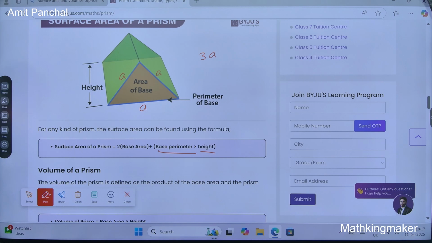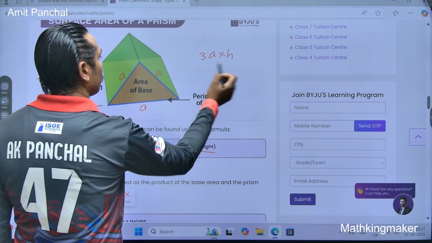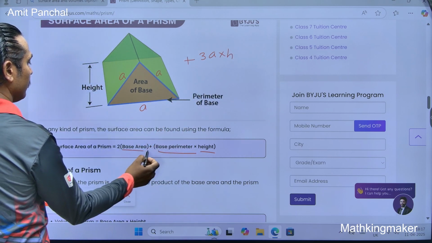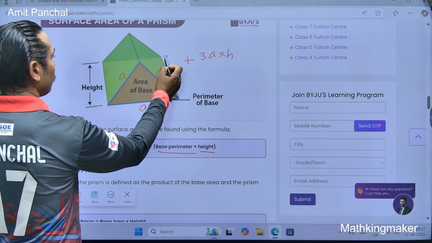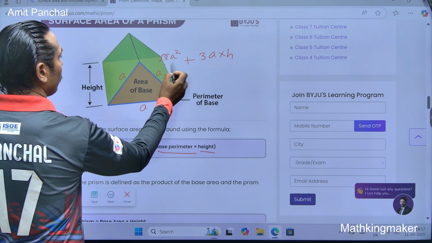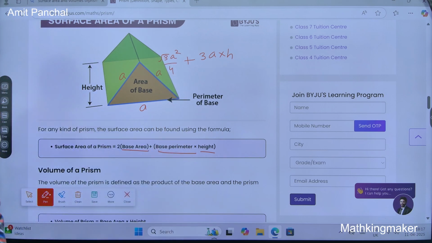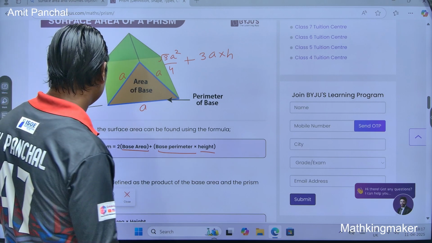So let us say its height is h, and for the base area, it's an equilateral triangle. So what is the area of an equilateral triangle? Root 3a square by 4. So that will be the surface area of the prism.